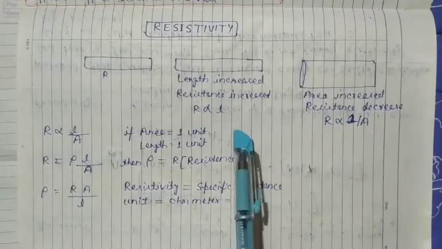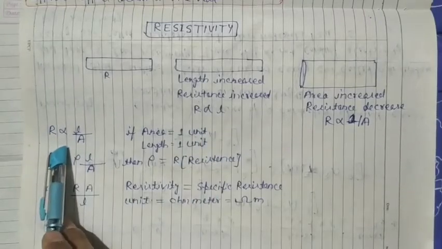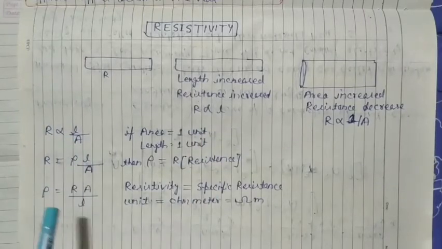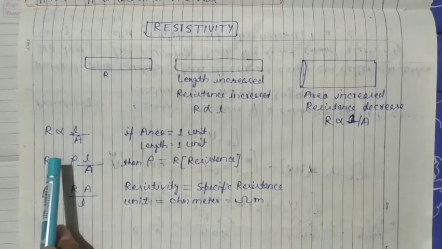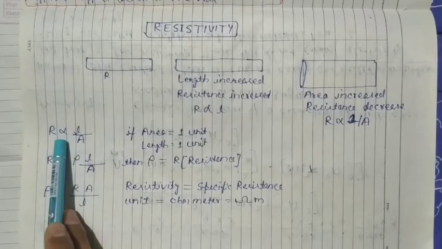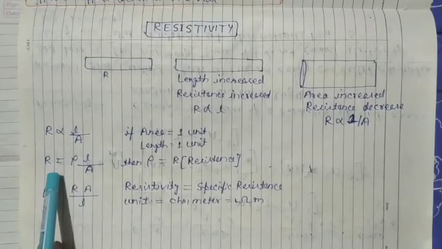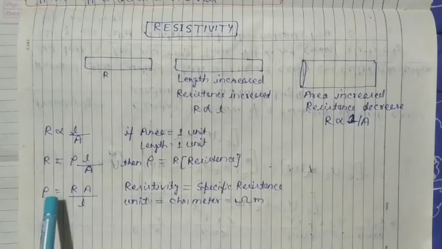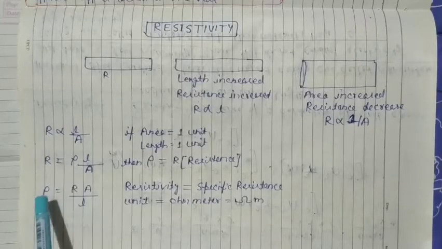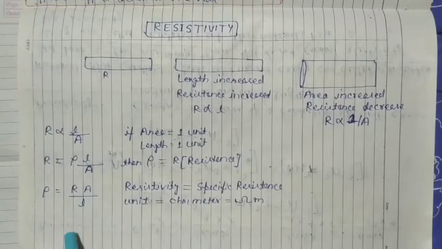Now let us combine these two. R proportional to L upon A. Now if we want to make this an equality, we have to introduce a constant rho. R is equal to rho L upon A. Now what is rho? Rho is a constant and the value of rho is equal to R A upon L.